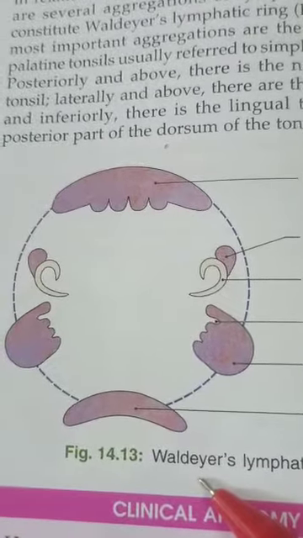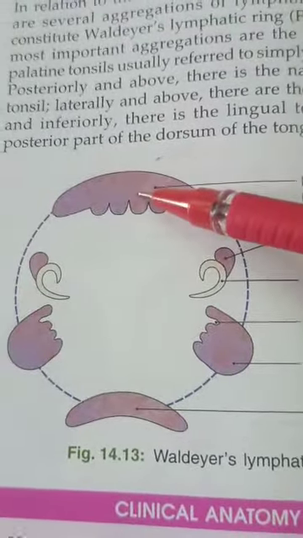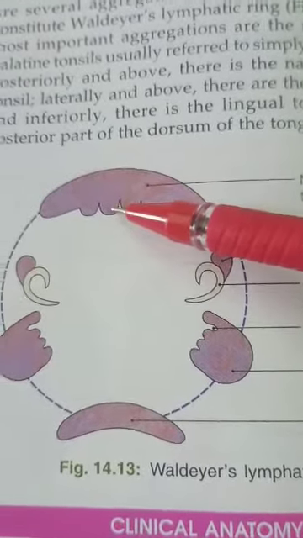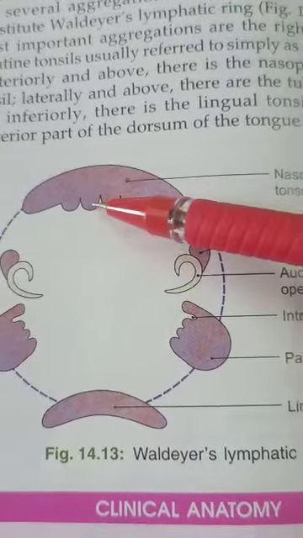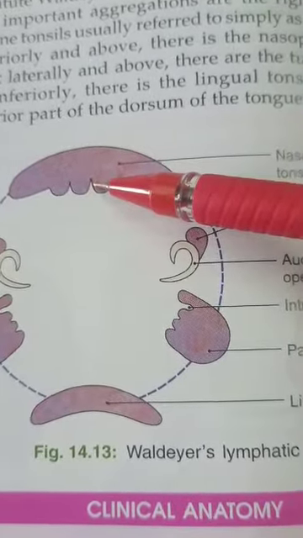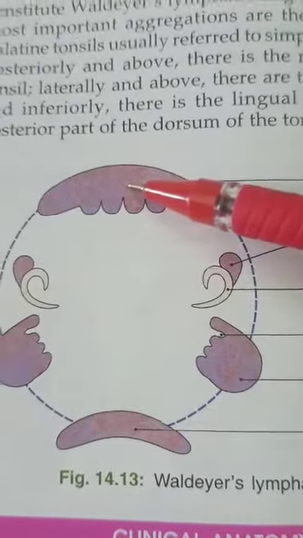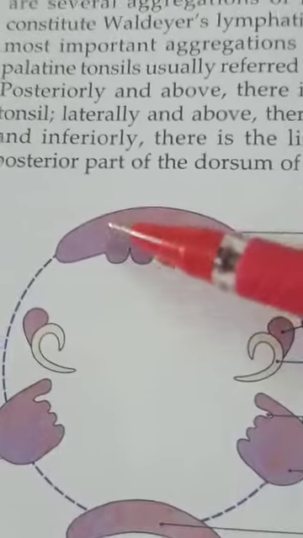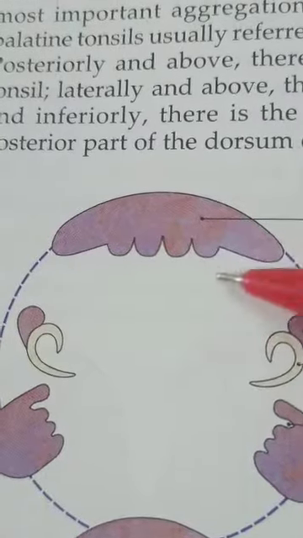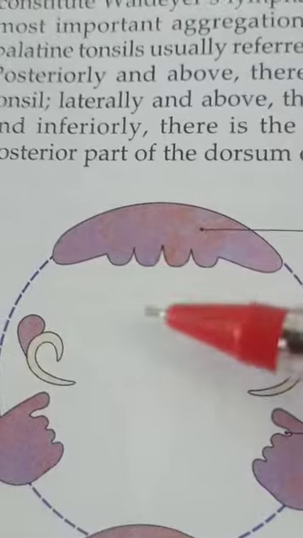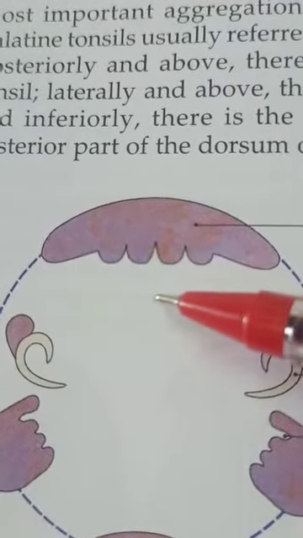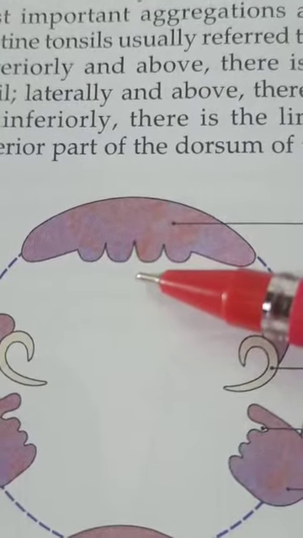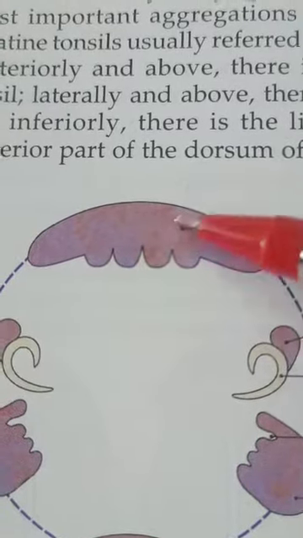Then the applied aspect of these tonsils: the inflammation or enlargement of the nasopharyngeal tonsil is known as adenoids. Nasopharyngeal tonsil enlargement is known as adenoid, and it is usually seen in children. If this tonsil gets enlarged, it will cause nasal obstruction, affecting nasal respiration and also speech, and leads to mouth breathing. So this is adenoid.